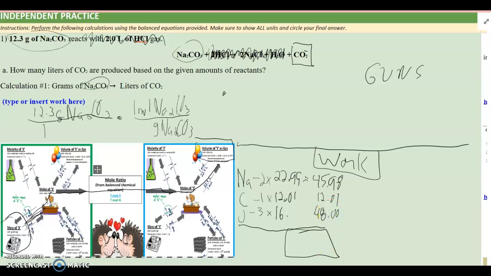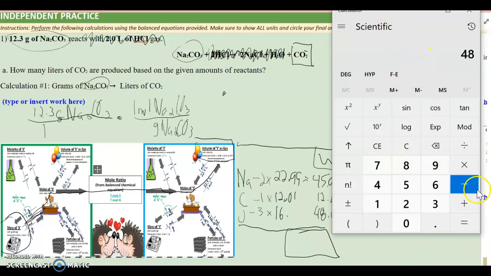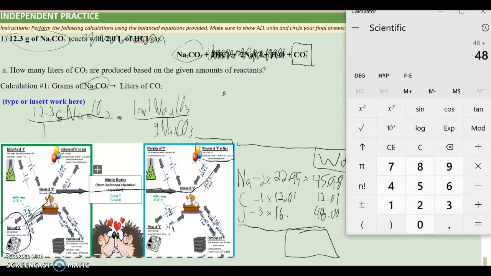Okay, now I have to add all three of those together, and that's going to give me my number. So 48 plus 45.98. So I'm just adding it to this one. Now I'm going to add it to this one, plus 12.01. So here's my number, 105.99.